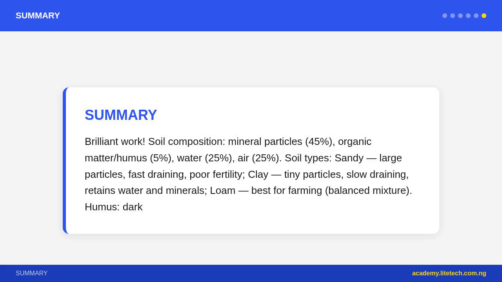Brilliant work. Soil composition: mineral particles, 45%; organic matter/humus, 5%; water, 25%; air, 25%. Soil types: sandy, large particles, fast draining, poor fertility; clay, tiny particles, slow draining, retains water and minerals; loam, best for farming, a balanced mixture. Humus, dark organic material, improves fertility, water retention, and soil structure.